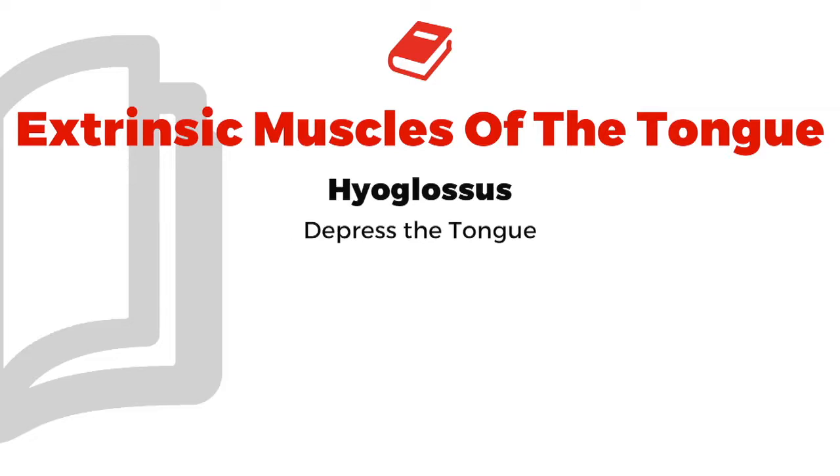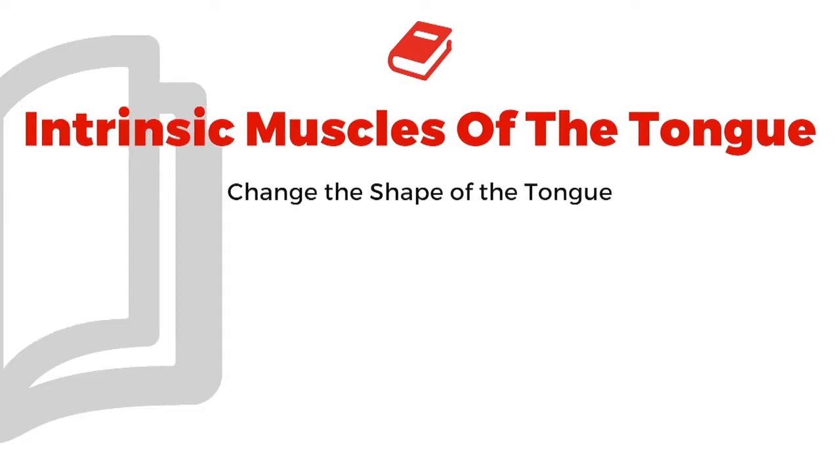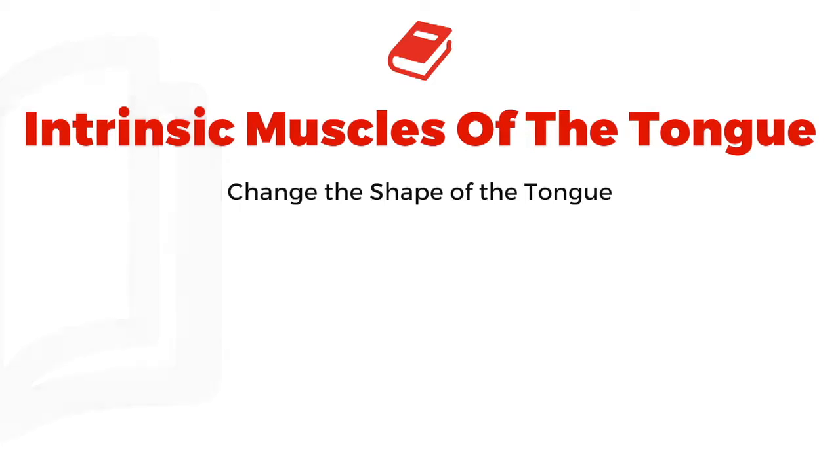The hyoglossus muscle, hyoid bone, is below the tongue, so it's going to depress the tongue. Styloglossus, styloid process is posterior to the tongue, so it's going to retrude the tongue. The palatoglossus, the palate's above the tongue, so it's going to elevate the tongue. All the names tell you everything you need to know. The intrinsic muscles of the tongue change the shape of the tongue. That's really all you need to know about the tongue muscles.